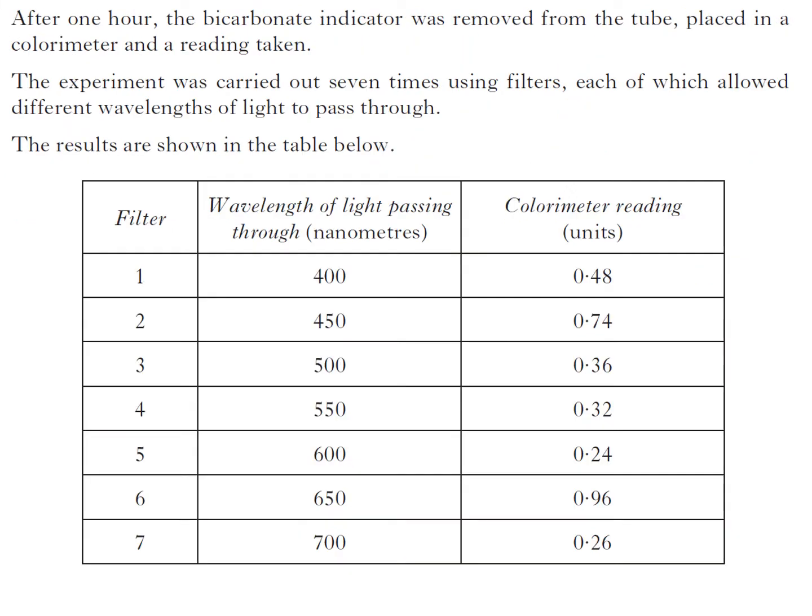After 1 hour, the bicarbonate indicator was removed, placed in a colorimeter, reading taken. The experiment was carried out 7 times using filters, each of which allowed different wavelengths of light to pass through. So we've got our different filters down here, 1 to 7, and the wavelengths of light that they actually passed through, and then how much the colorimeter reading was. Now remember, it's told you that the greater the reading, the greater the photosynthesis. So there's a lot of photosynthesis happening here. There's not very much happening here.